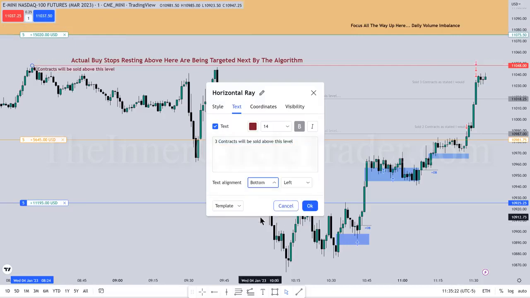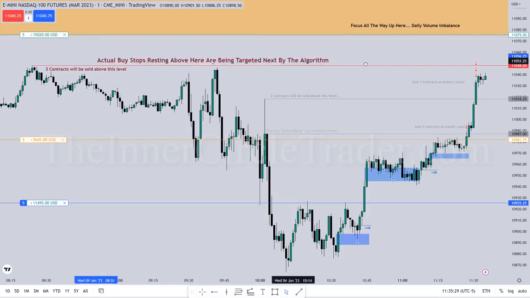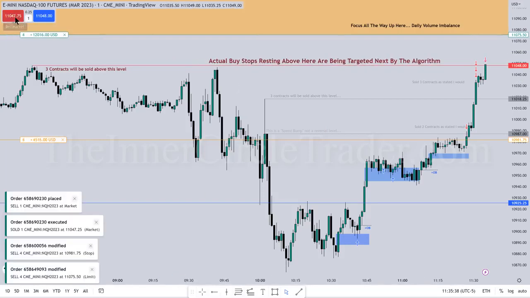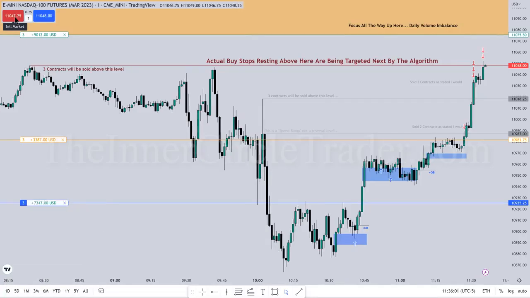And I'm reminding you all that 3 contracts will be peeled off the same way I just did it when we went above 11,018 and a quarter. So everything's going as planned. Again, using TradingView, real time. You can't do this with market replay. You can't fake this. I'm letting you see everything. You're seeing all the order numbers. Everything's popping up as you would expect it.